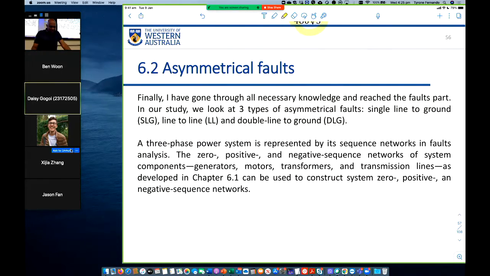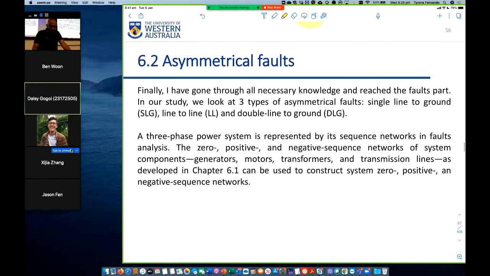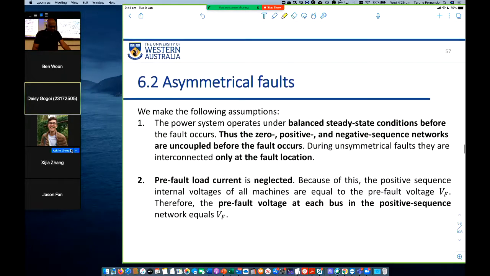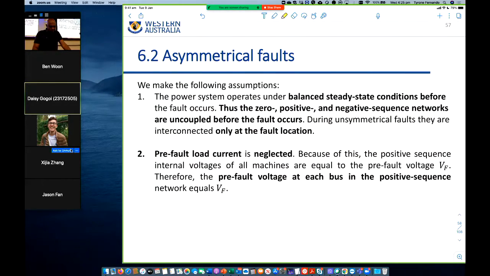In our study we look at three types of asymmetrical faults: single line to ground, line to line faults, and double line to ground faults. A three-phase power system is represented by its sequence networks in fault analysis, right? The zero, positive, and negative sequence networks of the components: generators, motors, transformers, transmission lines. You know how to draw the sequence networks for all those types as developed in section 6.1, and we're going to use all that knowledge now to do fault calculations.